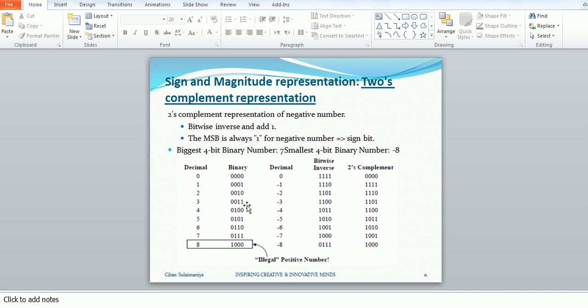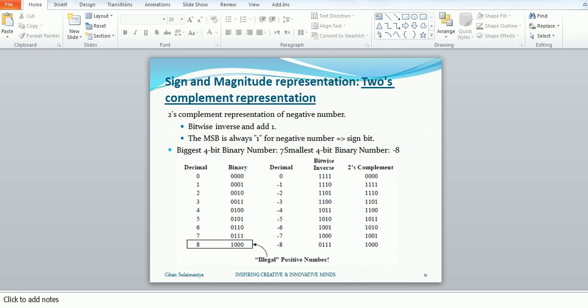So if you see here, 0, 0, 1, 1, if you flip it, it will be 1, 1, 0, 0. If you add 1 to this one, it will be 1, 1, 0, 1. So this is the 2's complement for number 3, which is 0, 0, 1, 1. And that's what we are going to use. If we say number minus 3, we are going to put this value here.